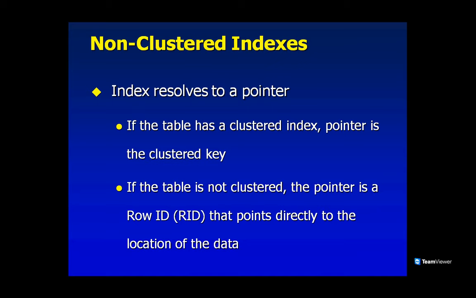So when you have Bangalore data, it will say you go to row number 1234, and that is the clustered key where the Bangalore data will be available. If the table is not clustered, the pointer is the row ID, and that points directly to the location of the data. The row ID plus what is known as the page number is used to get the data.